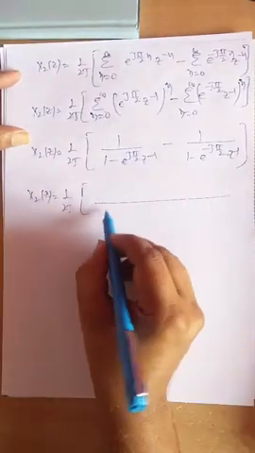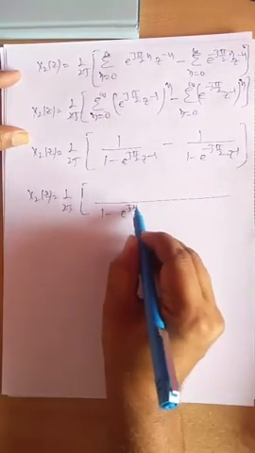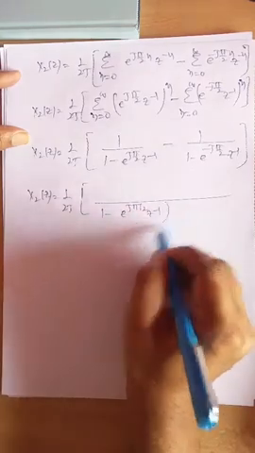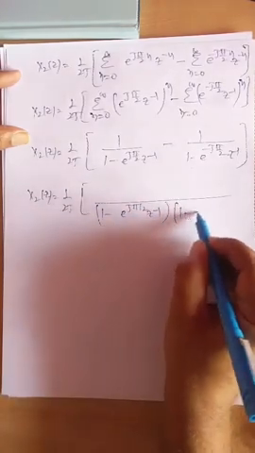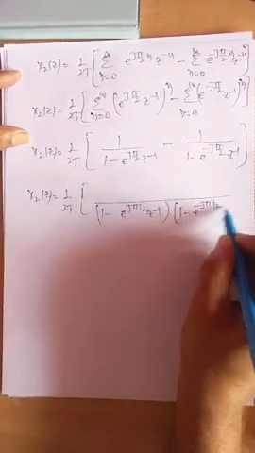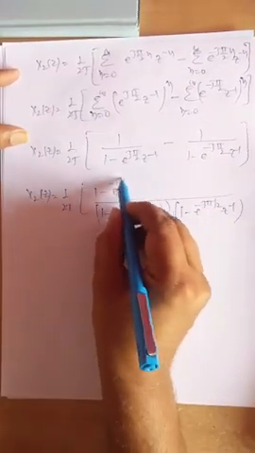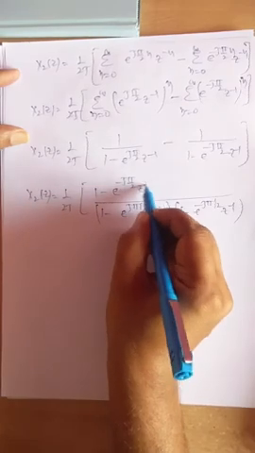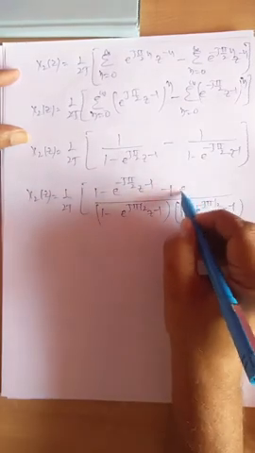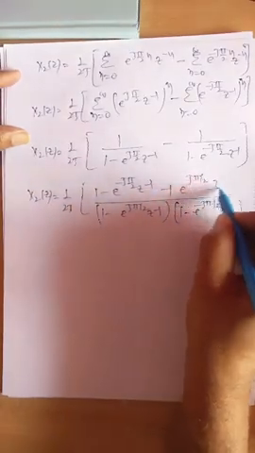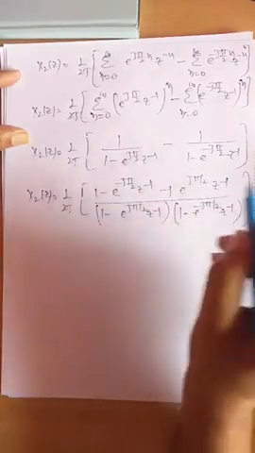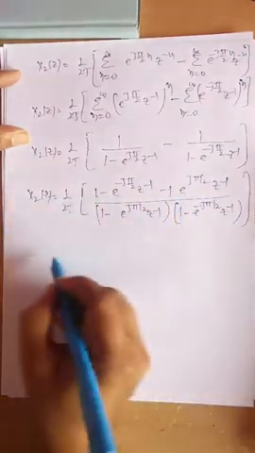Let us take the LCM. 1 minus e to the power of j pi by 2 into z inverse, into 1 minus e to the power of minus j pi by 2 into z inverse. It is 1 minus e to the power of minus j pi by 2 into z inverse minus 1 e to the power of j pi by 2 into z inverse. Okay, 1 and minus 1 get cancelled.